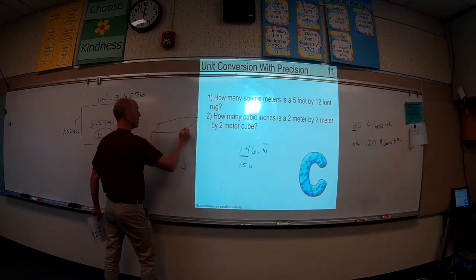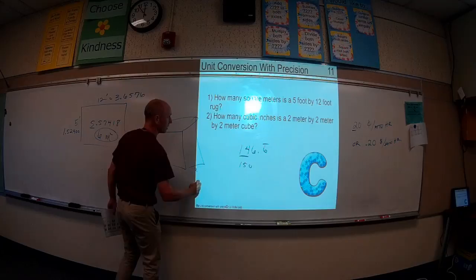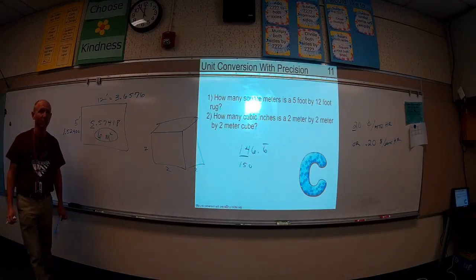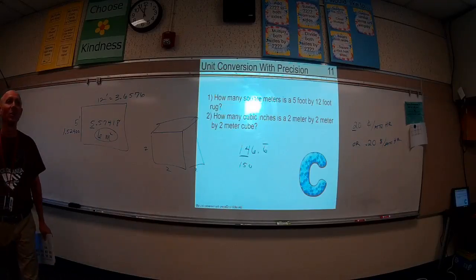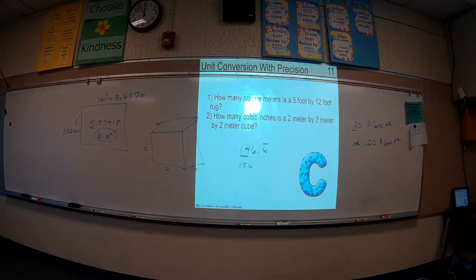Now, I have a cube. My cube is 2 meters by 2 meters by 2 meters. Convert it into cubic inches. Round at the end. Convert the 2, convert the 2, convert the 2, do the math, convert the answer, round the answer.